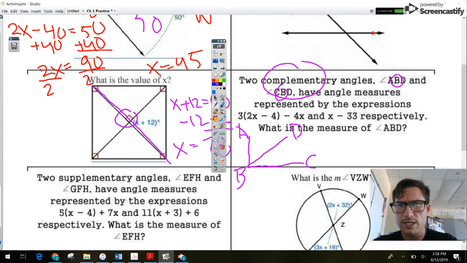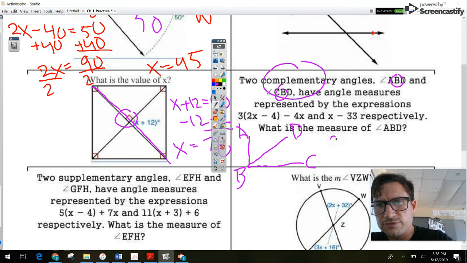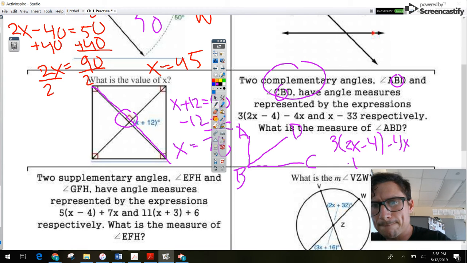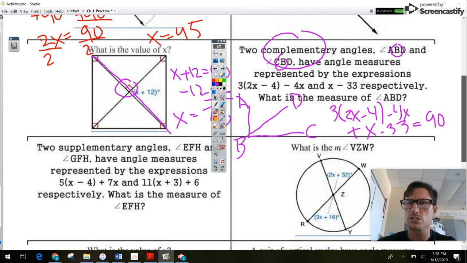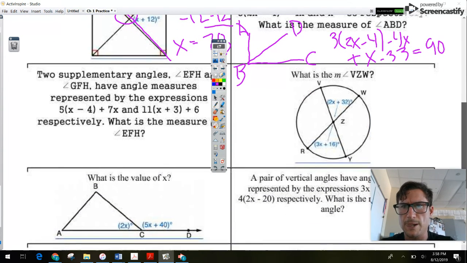All right, so all you have to do is take the first expression, and then we add it to the second expression, and then we set it equal to 90. You solve your algebra 1. So that's how you do it there.